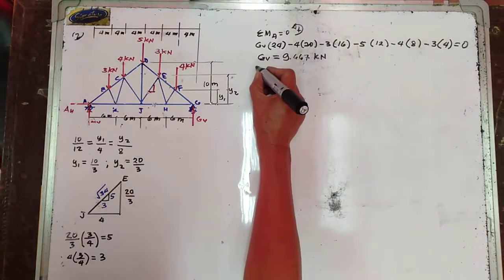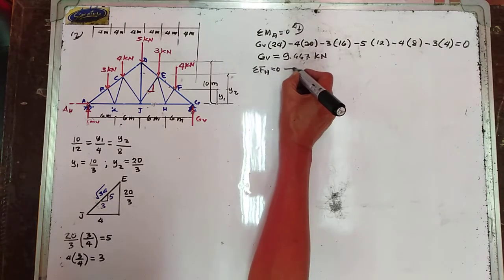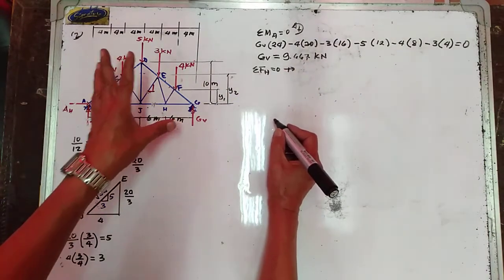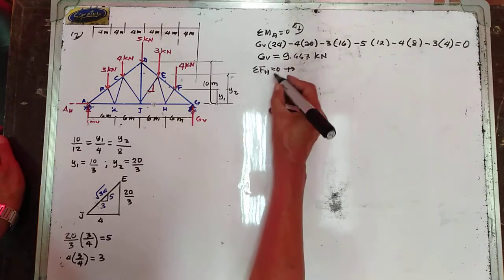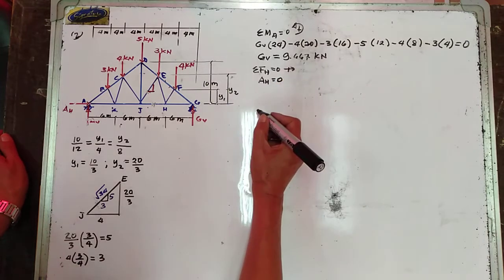If you take summation of forces horizontal is equal to 0, to the right forces positive, this truss is not subjected to any horizontal loads. Hence, your A horizontal is equal to 0.